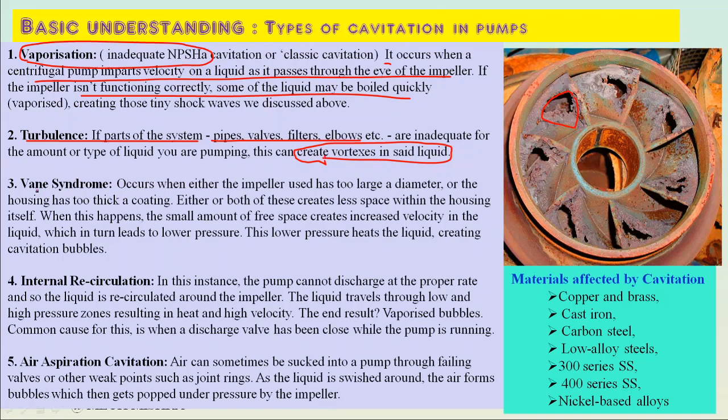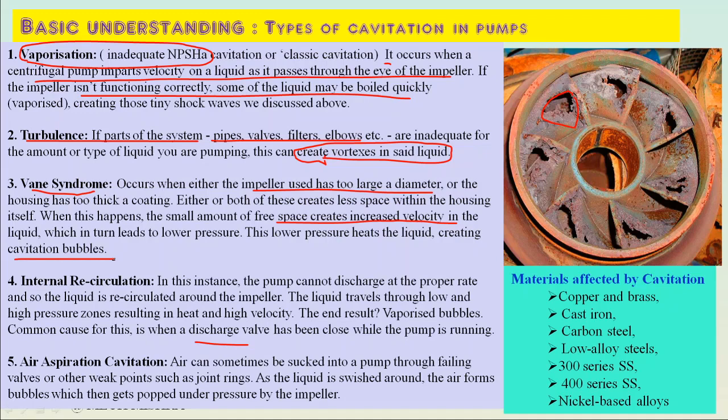Third is vane syndrome. This occurs when the impeller used has too large a diameter or the housing is too thick, meaning the overall area inside the pump is reduced. That is called vane syndrome. When this happens, the small amount of free space creates high velocity in the liquid, which leads to lower pressure, and this leads to the creation of cavitation bubbles.